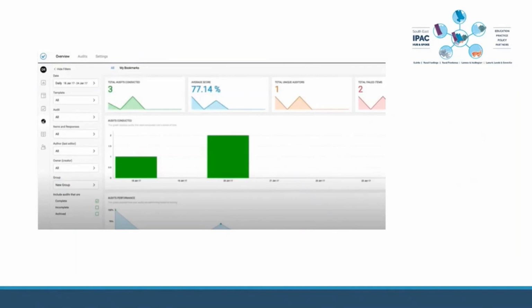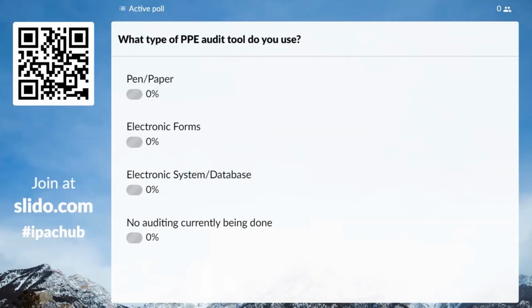Okay, so one more Slido question here. For those of you that are doing PPE audits, what type of audit tool do you use? If you can take a minute and enter that into Slido.